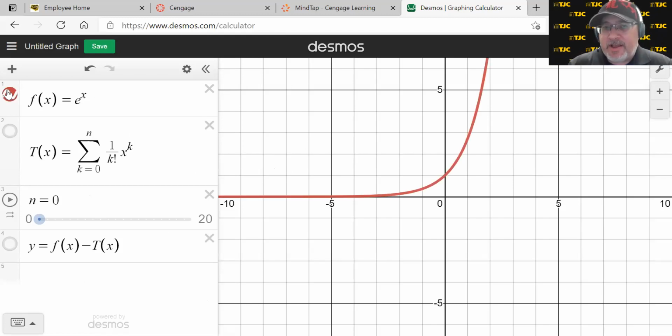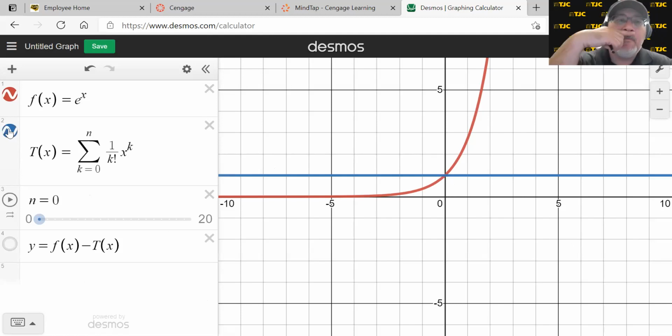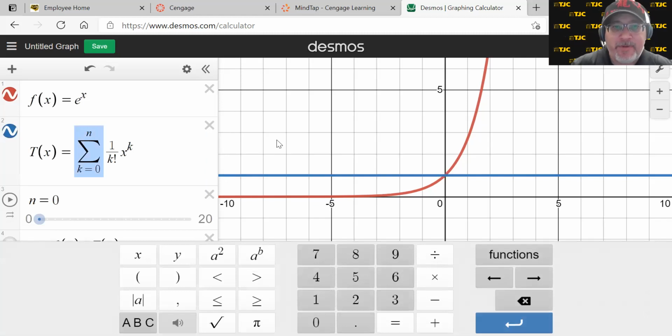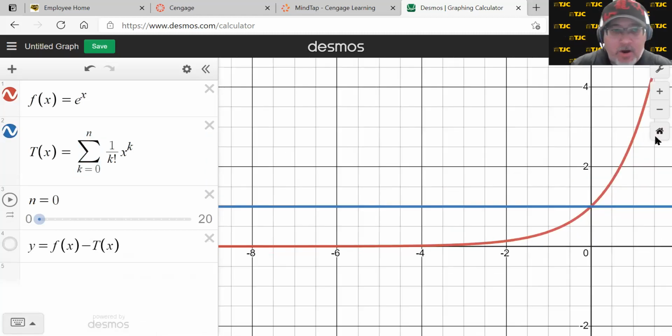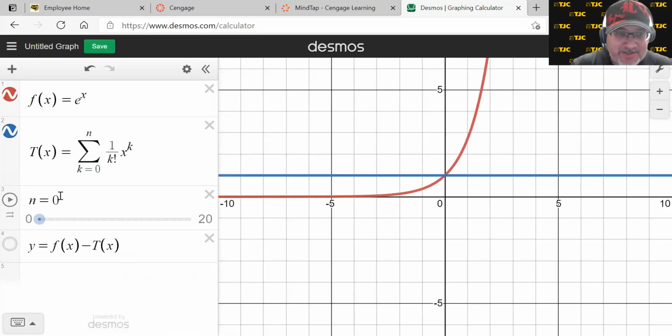Here's the graph of e to the x. It's one you should know. It has an asymptote on the left, goes to infinity on the right, crosses the y-axis at 0, and has no x-intercepts. And I've also set up a Taylor polynomial to take the sum of the Taylor series up to an upper limit of my choosing. Right now, that upper limit is set at 0.